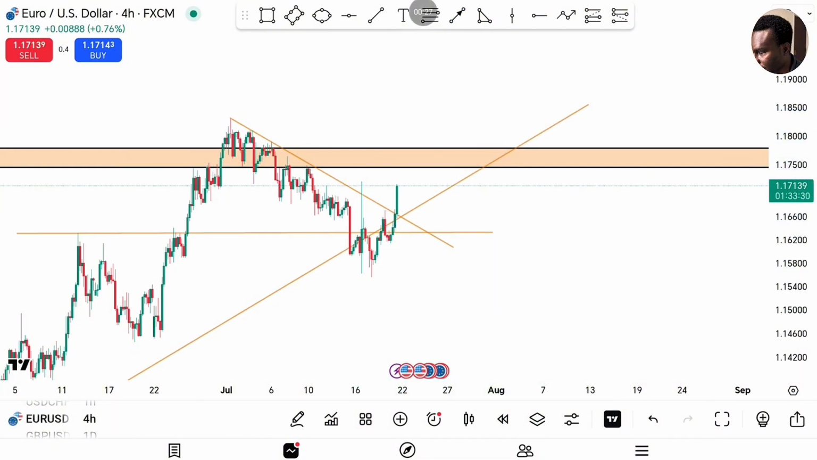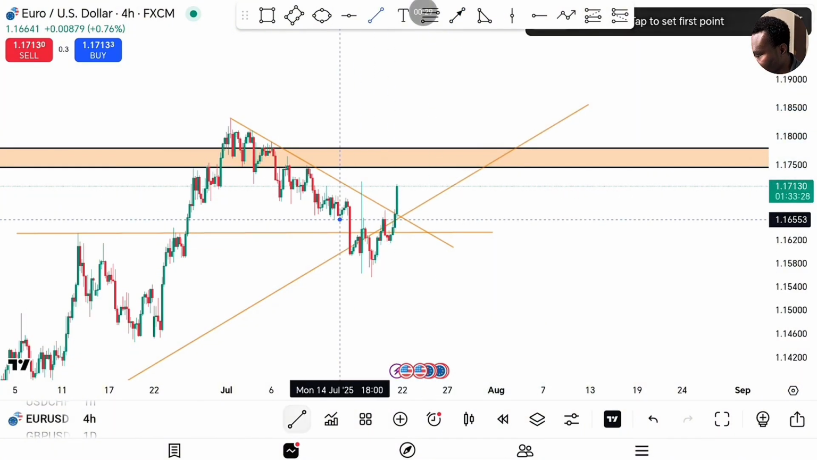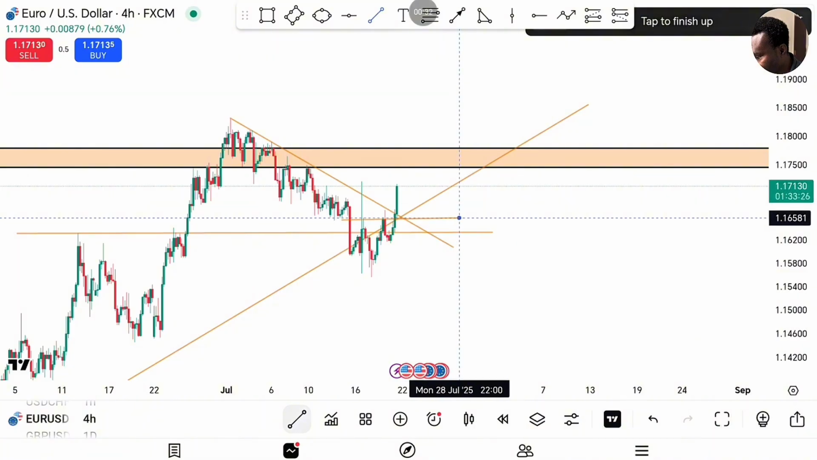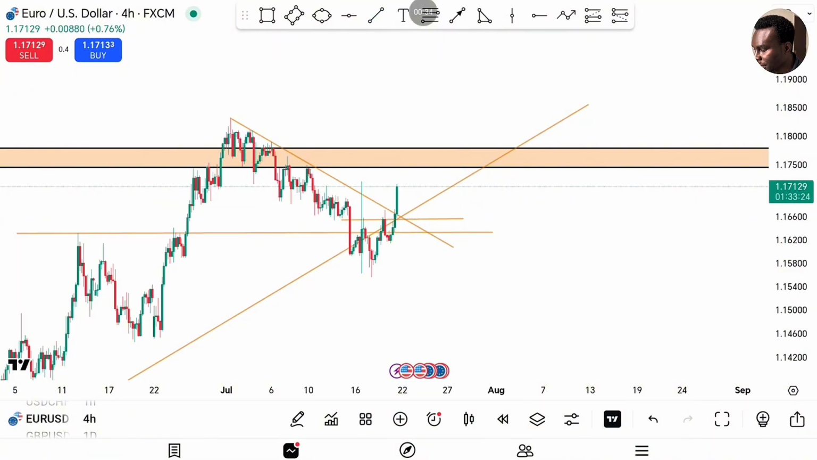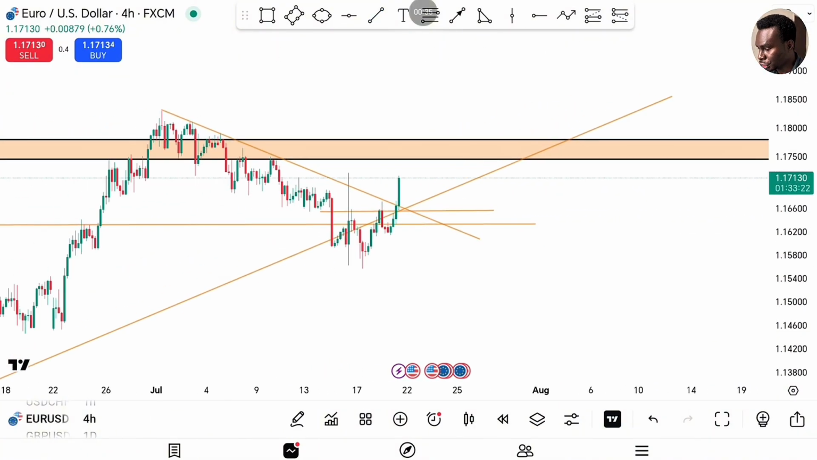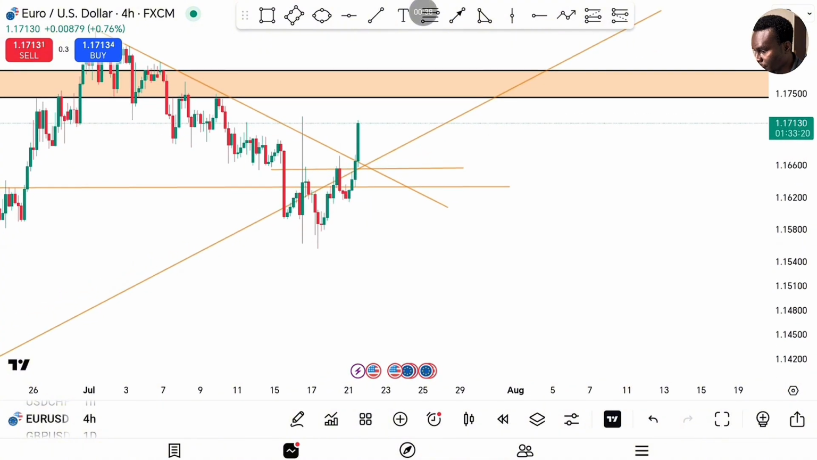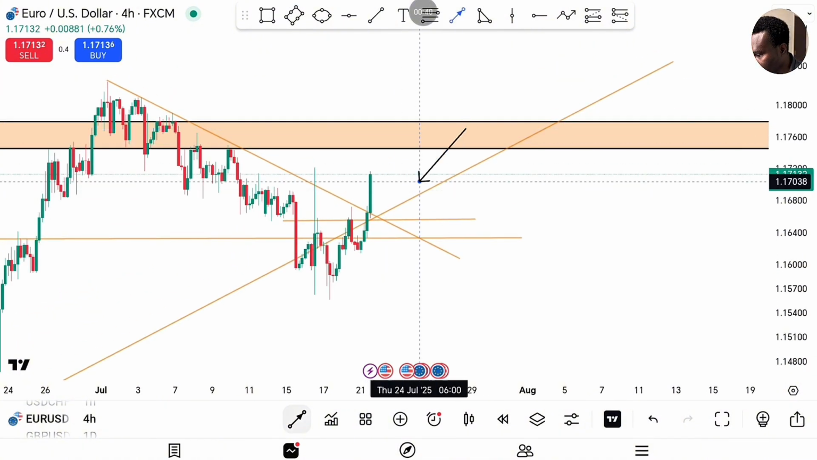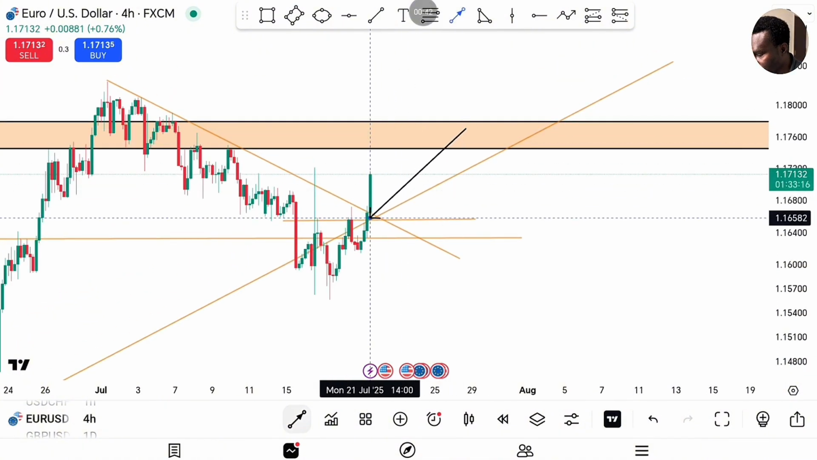I'm just going to show you that. So there was a break of structure right here with this bullish candle. So this was a break. However, no trades yet until we actually broke this counter trend line.